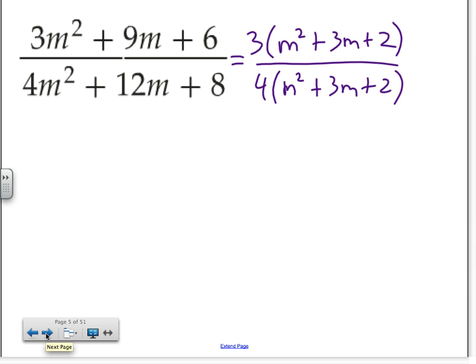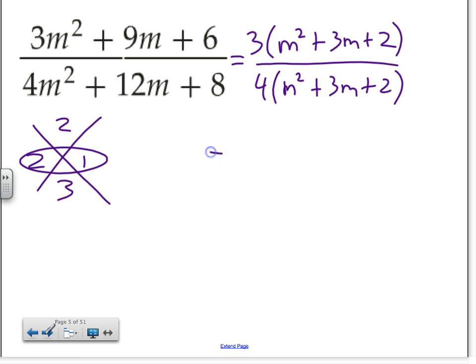Can't cancel yet. We have to find our excluded value, so that's why we have to factor it first. So how do we factor m squared plus 3m plus 2? What do we ask ourselves? Yes. So is it a PSD? No? Okay, so we just do x on it. And what do we have? Cannot cancel yet until we have our excluded value, right? 2 on top, 3 on the bottom. What times 1 will give you 2 and add to 3? 1 and 2. Okay, and do we need a box for this thing? No. So we certainly bypass it and just expand it.